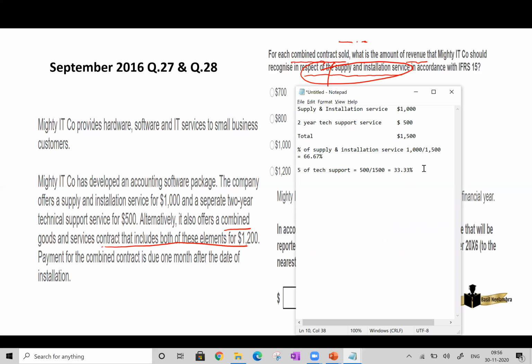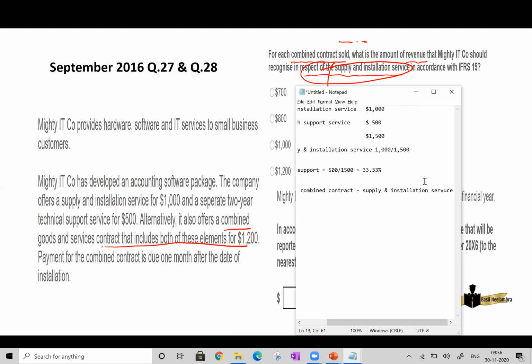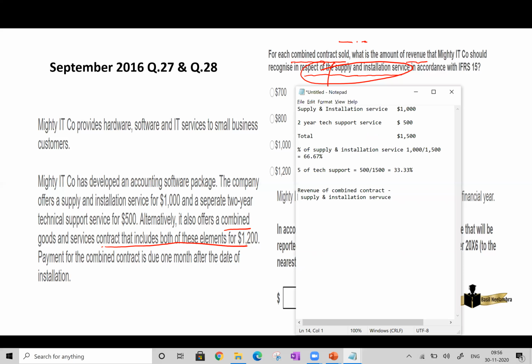Now, what is our percentage? So the first answer is that out of the revenue of the combined contract, the revenue to be recognized with respect to supply and installation service will be 66.67 percentage of the combined contract, that is 1200 into 66.67 percentage. So use your calculator to find this answer. It is equal to 800.